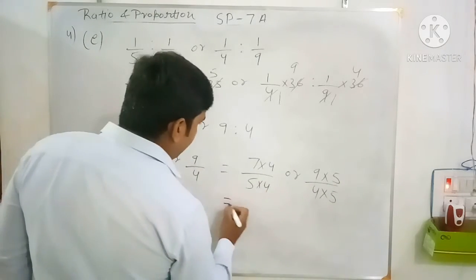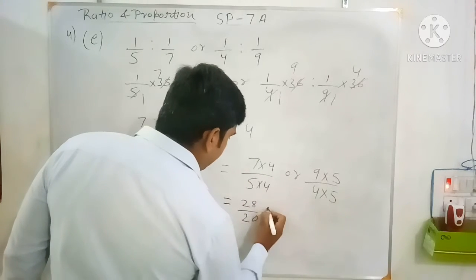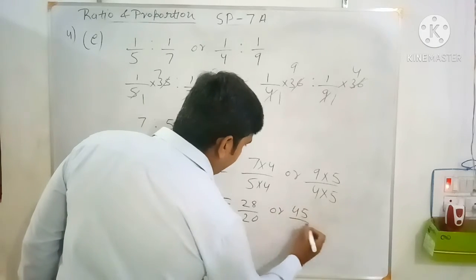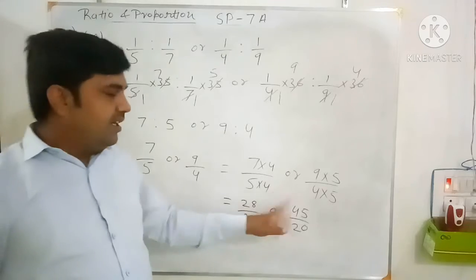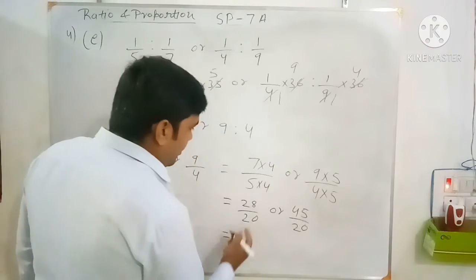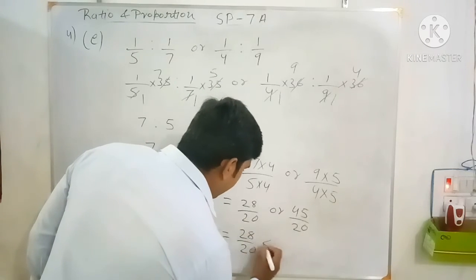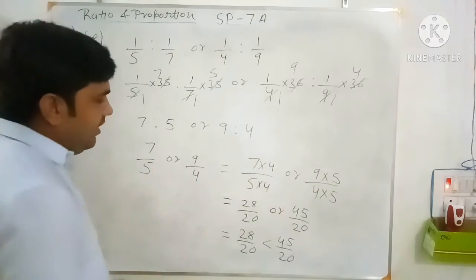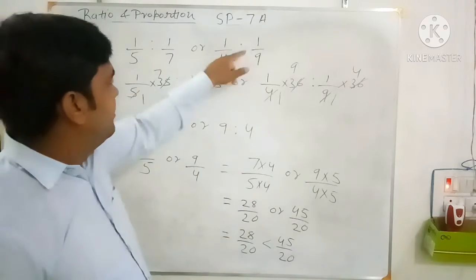Now here the value we got 7 4s are 28 by 20 or 9 5s are 45 by 20. Now see the denominators are same. So the fraction having the greater numerator is greater. Now this fraction is greater. So we can say 28 by 20 is less than 45 by 20. And the equivalent ratio of the 28 by 20 is 1 by 5 is to 1 by 7. So we can say this ratio is less than this ratio.